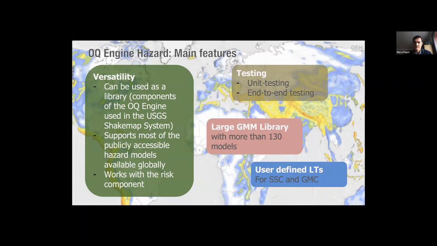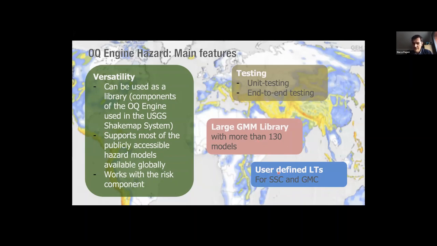Other important features that you can find in the hazard component of the engine now are a large set of tests, unit tests, as well as end-to-end tests. That doesn't mean that the engine is giving perfect results, but it means that with all these tests, we are checking that the engine is giving what we expect it should be giving. So if we understand something wrong, we give wrong results, but at least they are consistent. We have a large variety of ground motion models. At the moment, we have about 130 ground motion models, and if you include the different subversions, we reach something like 400 models.